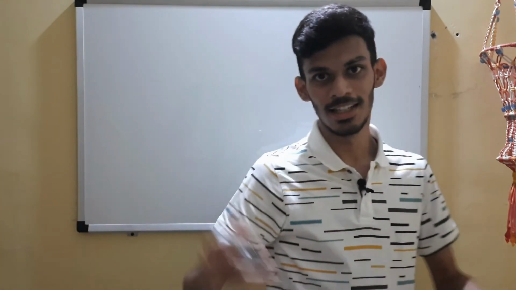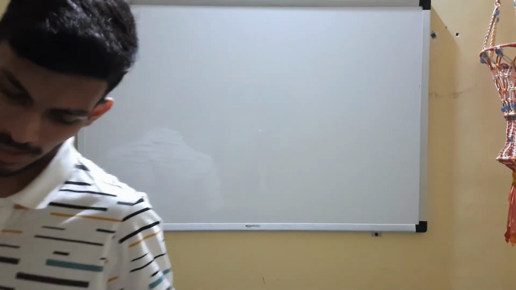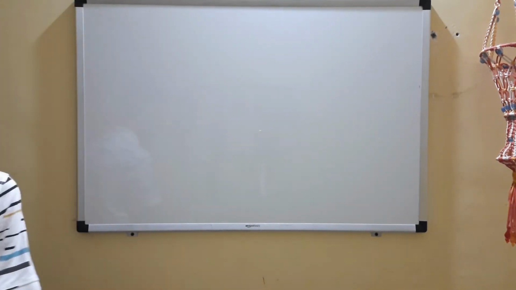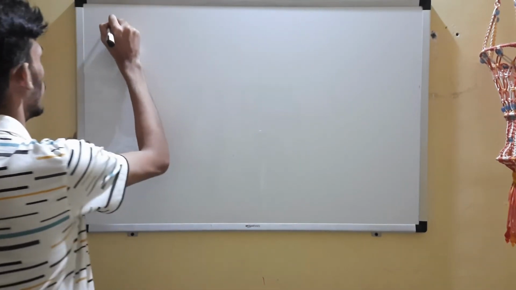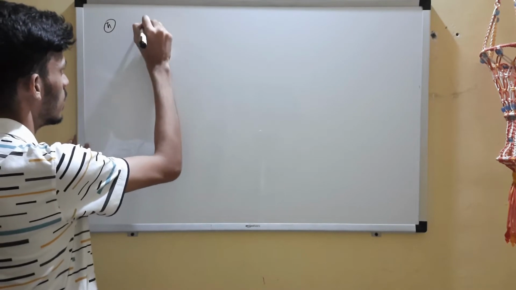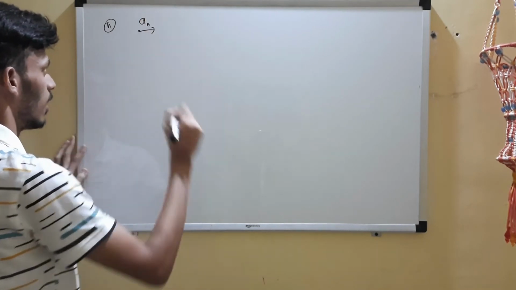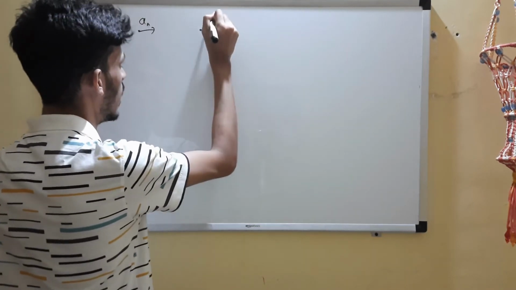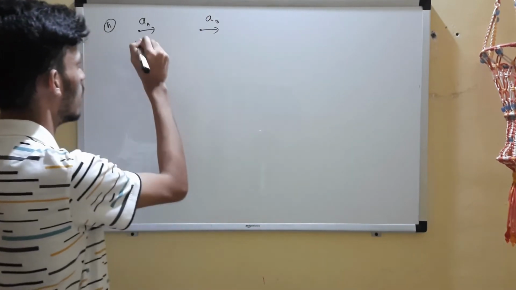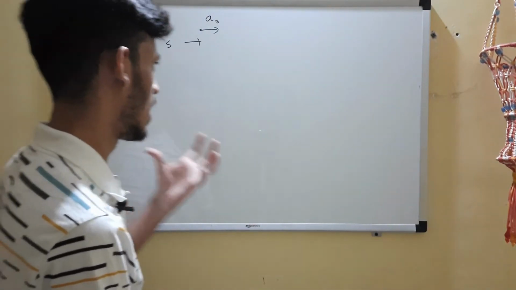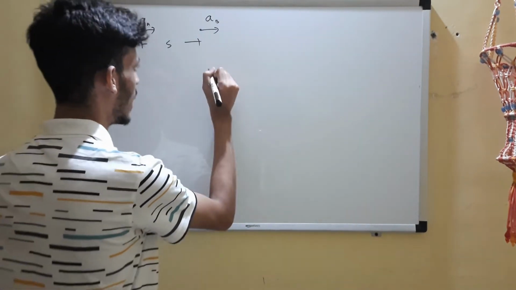The last case is one in which both of them have acceleration. Suppose the first one has acceleration a subscript a. Okay, don't confuse. And this one has acceleration a subscript b, and the distance between them is s. Now how to find the time? Again, you can use s is equal to ut plus half at square.